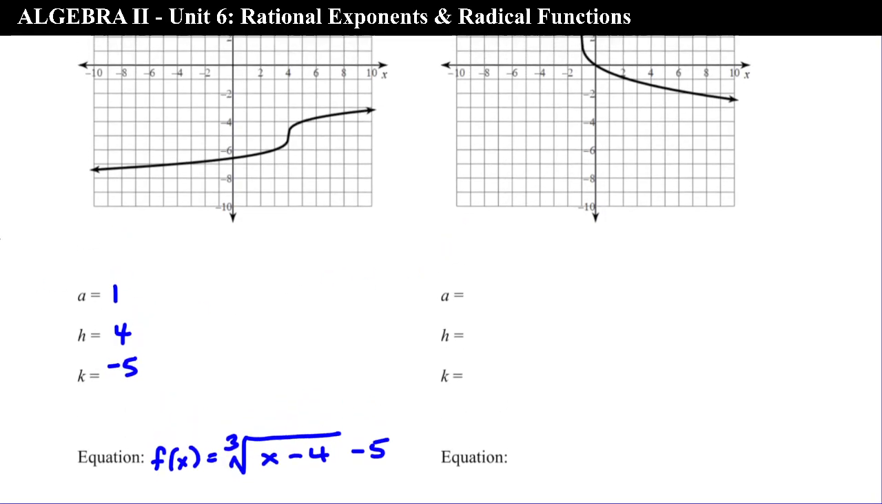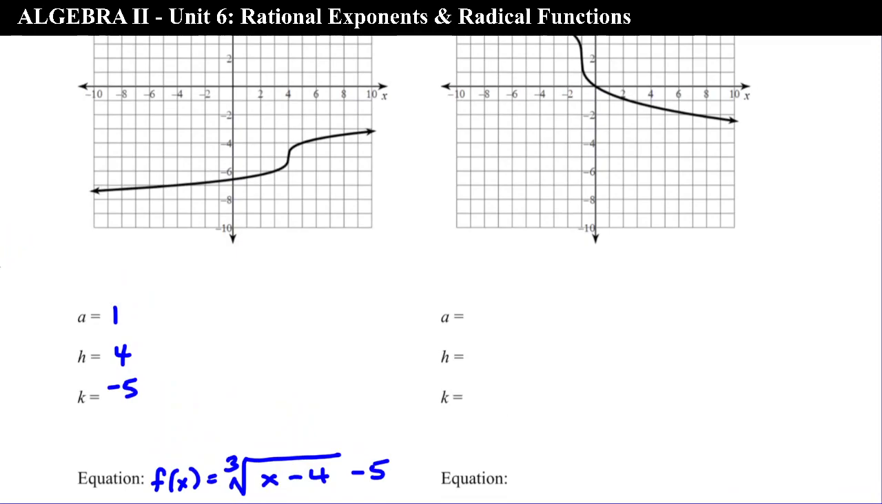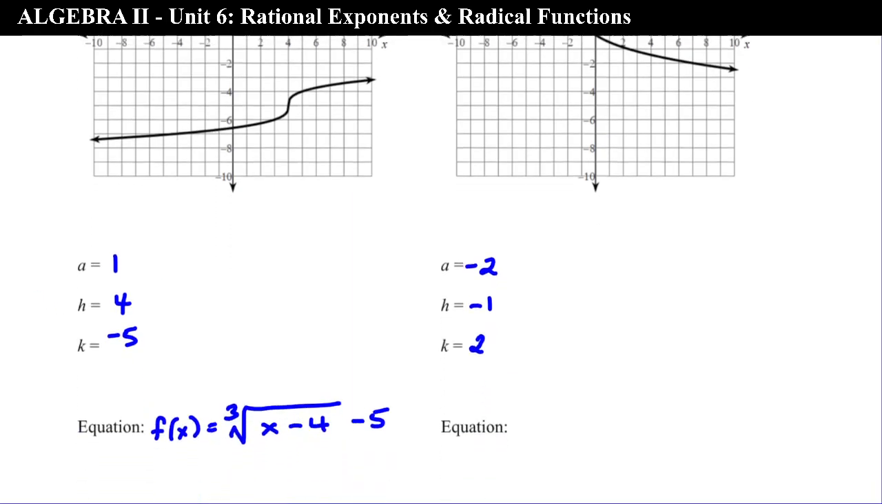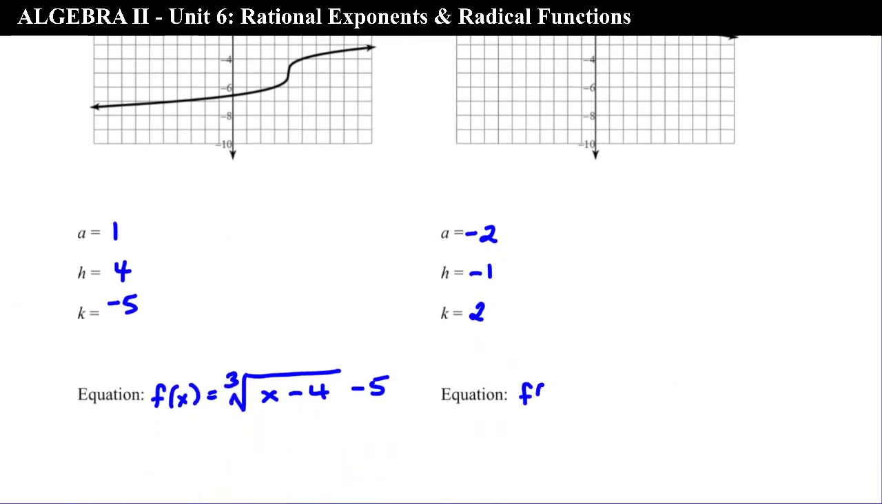All right, for this last graph, we have a stretch happening. So we go from our inflection point, we go up 2 and over 1. So we know that the value is 2, and we're also decreasing, which means that our a is negative. And then our hk is -1, +2. That's the coordinates of our inflection point. And so from here, we're just going to write our equation. F of x equals -2, lead with your a value, cube root of x plus 1 plus 2.